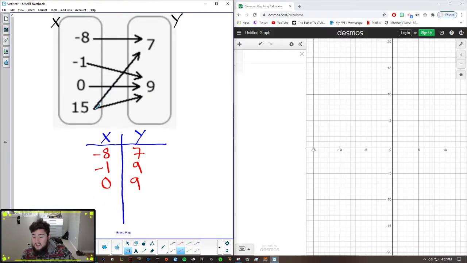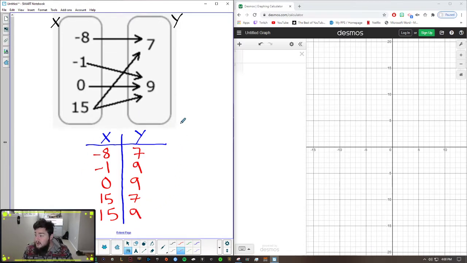Now 15 is special. See how 15, my x value, has 2 arrows. That means I'm going to write 15 twice in my table. I can see that 15 goes to 7 and 15 goes to 9. So I need to write those. 15 goes to 7 and 15 goes to 9. Okay, so I made my table.